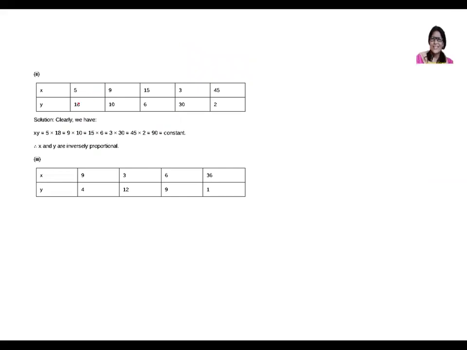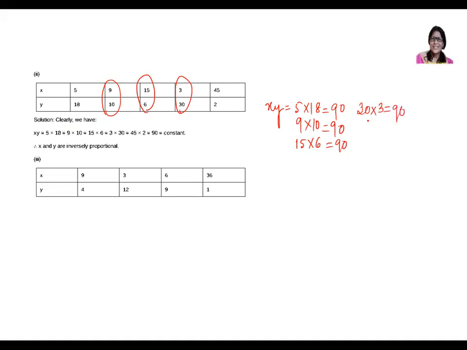Next, this is part 2. Multiply x and y: 5 into 18, 90. Next, 9 into 10, 90. Next, 15 into 6, 90. 30 into 3, 90. 45 into 2, 90. So x and y are inversely proportional.